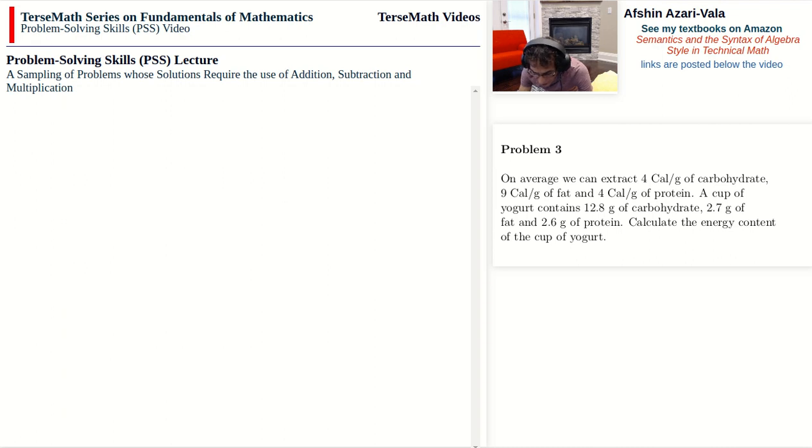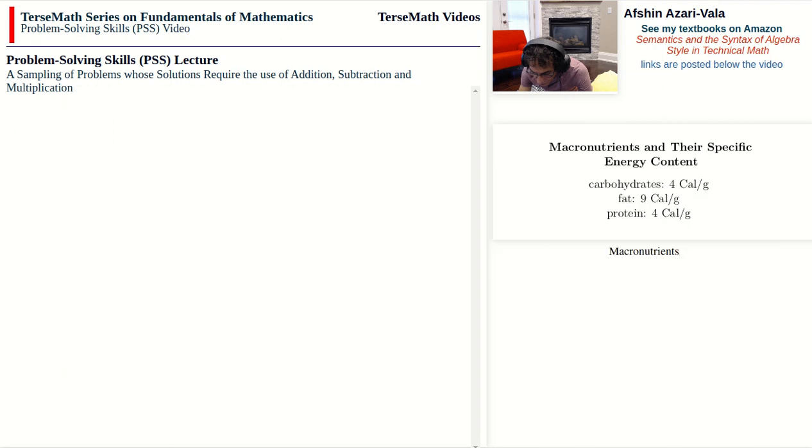Now for these problems, we are dealing with what we call macronutrients. Macronutrients are carbohydrates, fat, and protein, and although we have different kinds of carbohydrates, on average we can extract about 4 calories per gram of carbohydrates. For fat, again different kinds of fat, but on average we can extract 9 calories per gram of fat. And for protein, same thing. It comes to about 4 calories per gram of protein.